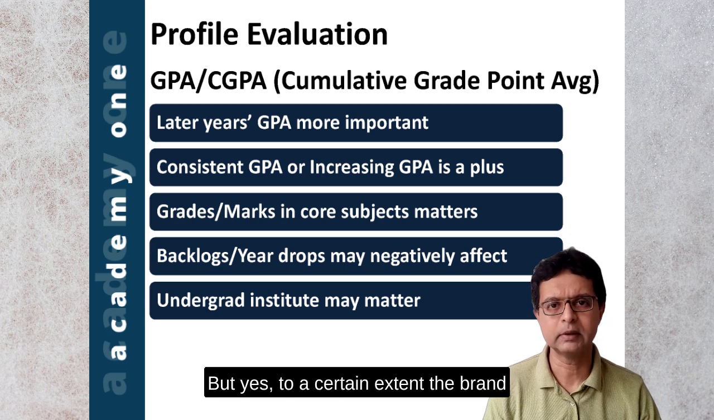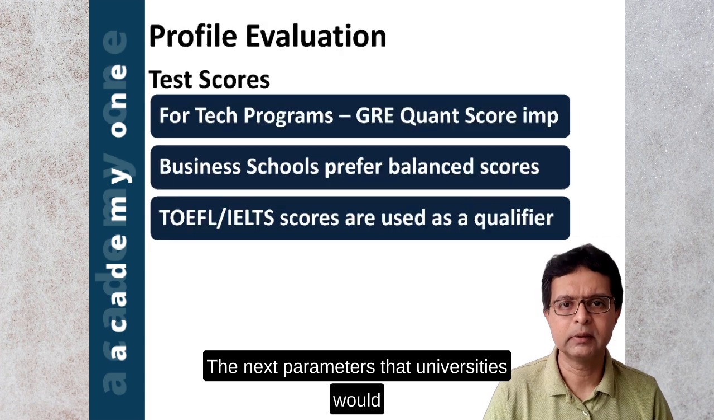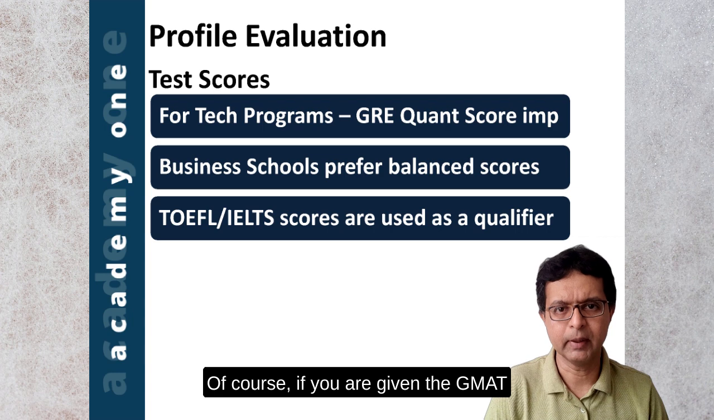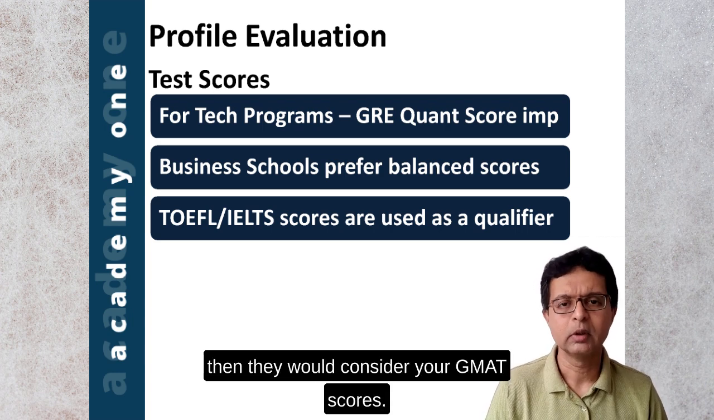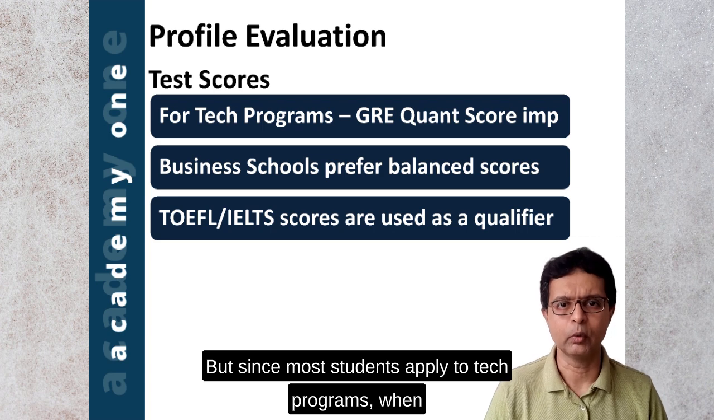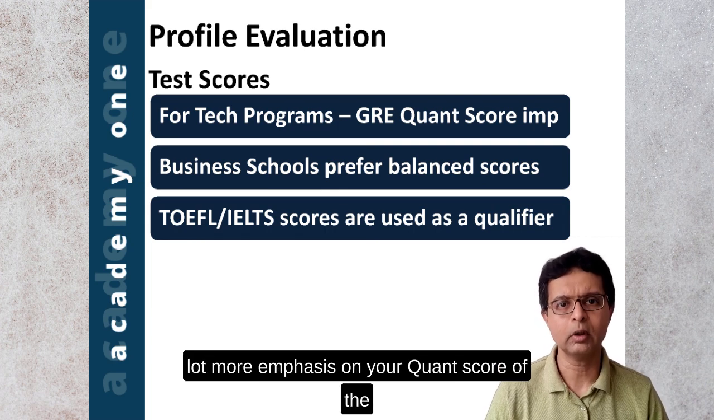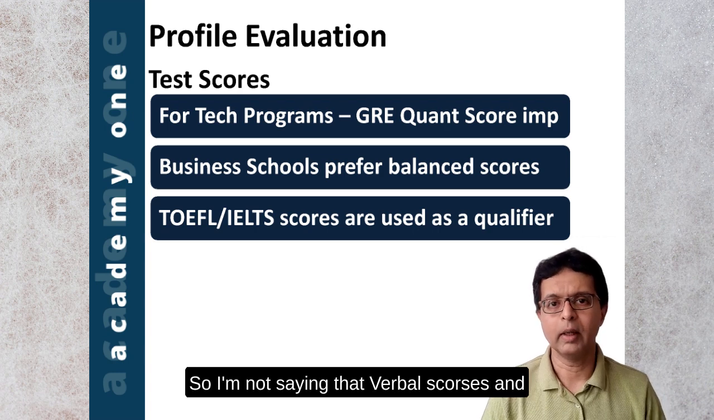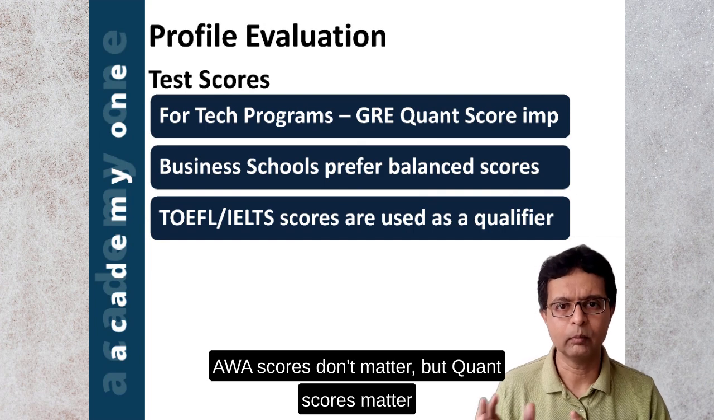But yes, to a certain extent, the brand matters, but not to a very large extent. The next parameters that universities would consider are your GRE scores. Of course, if you are given the GMAT and applying to a business school related program, then they would consider your GMAT scores. But since most students apply to tech programs, when universities evaluate applications for tech programs, they pay a lot more emphasis on your quant score of the GRE rather than your overall score. So I'm not saying that verbal scores and AWA scores don't matter, but quant scores matter more than your verbal and AWA scores.